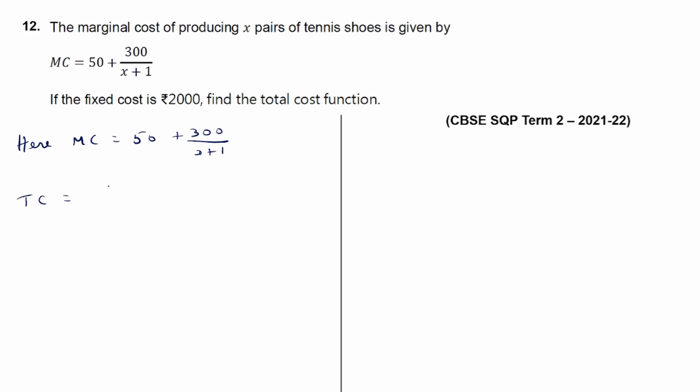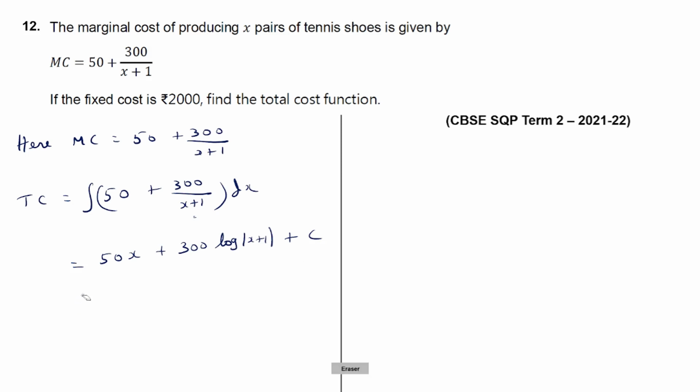So, from this we can find total cost as integral of marginal cost. So, it is integral 50 plus 300 by x plus 1 dx. Integral 50 dx is 50x plus 300 into integral dx by x plus 1 is log mod x plus 1 plus the constant c. So this is the total cost function, but we are having this C.